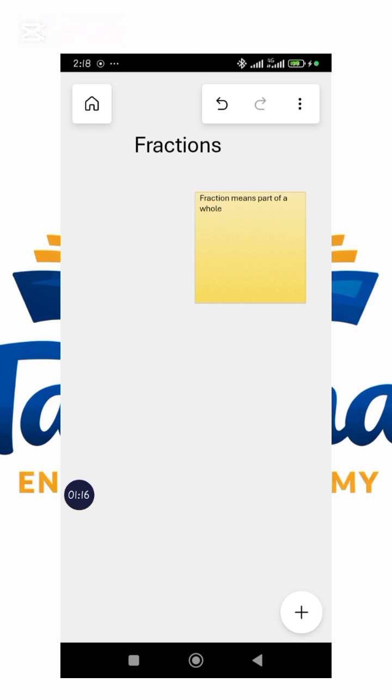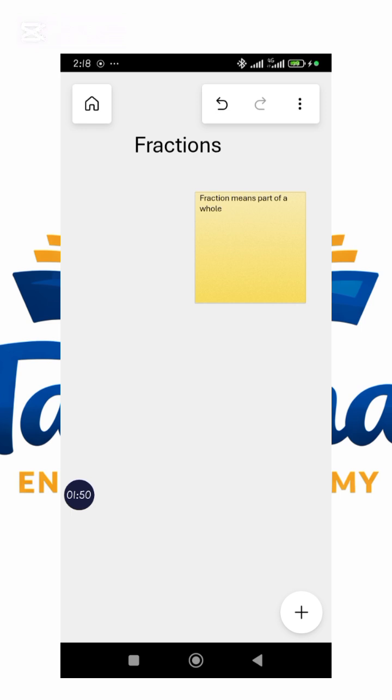Fraction. Now you may ask yourself, what is fraction? What is it actually? Well, I'm sure this might not be your first time hearing it, and if this is your first time hearing it, I will explain it. Now, fraction simply means part of a whole, a part of something big. Alright?